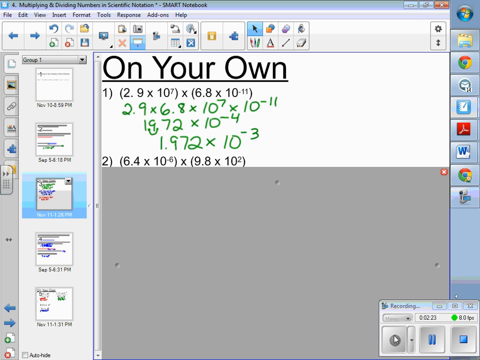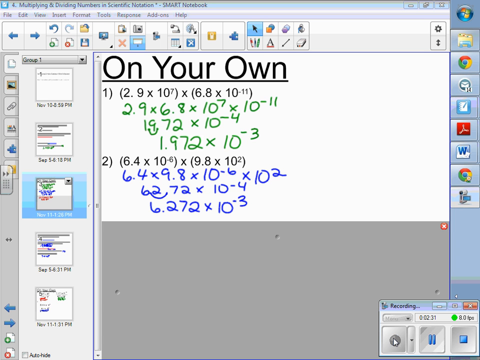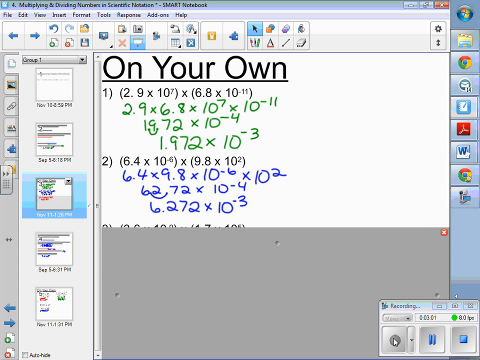All right, so then there's our next problem. And you can go ahead and do it and come back and see it in a minute. Okay, so here we are again. We've got 6 and 4 tenths times 10 to the negative 6 times 9 and 8/10 times 10 to the second. 6 and 4 tenths times 9 and 8/10 gives us 62 and 72 hundredths. And 10 to the negative 6 times 10 to the second gives us 10 to the negative fourth. And we move our decimal to fall in between the 6 and 2, and our exponent becomes a negative 3.